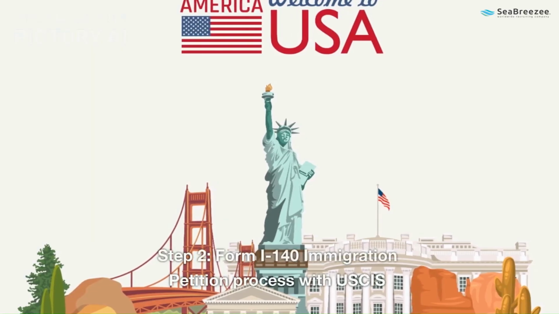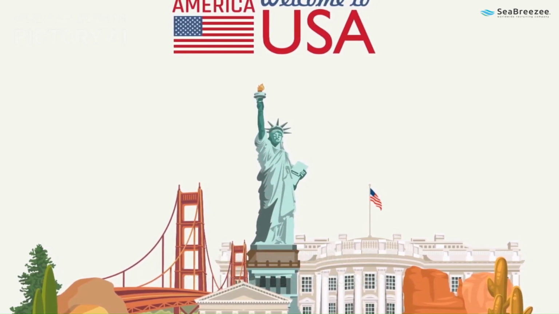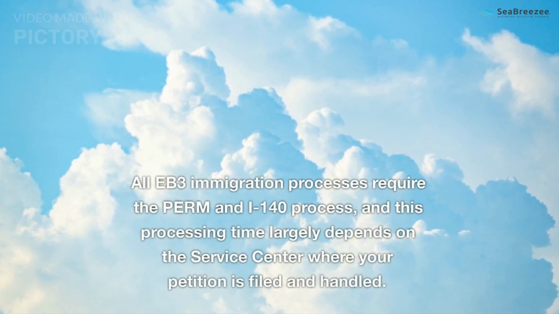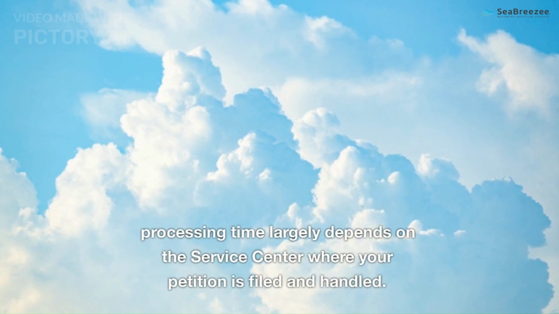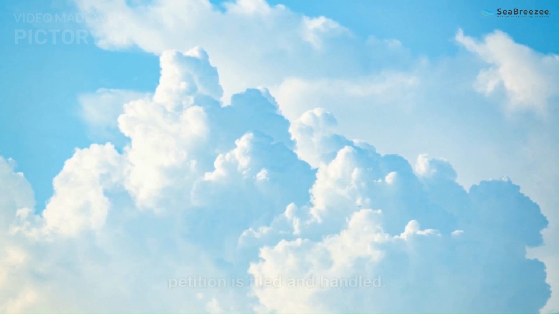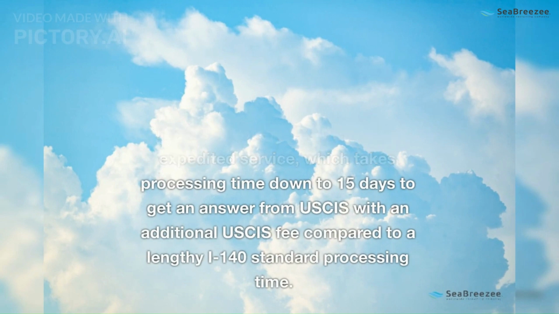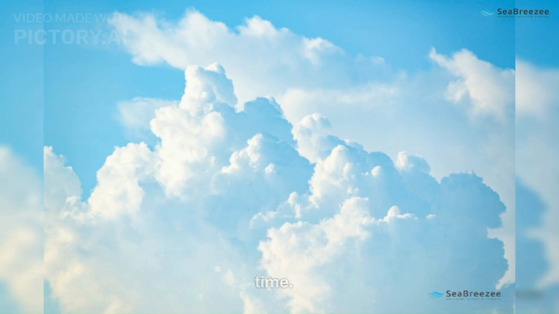Step 2. Form I-140 Immigration Petition Process with USCIS. All EB3 immigration processes require the PERM and I-140 process, and this processing time largely depends on the service center where your petition is filed and handled. The USCIS offers I-140 Premium Expedited Service, which takes processing time down to 15 days to get an answer from USCIS with an additional USCIS fee, compared to a lengthy I-140 standard processing time.